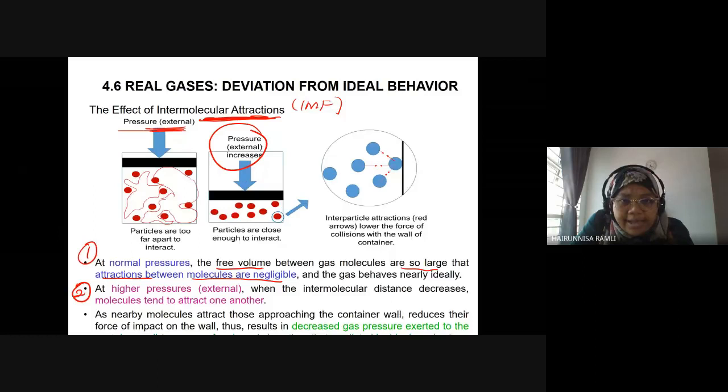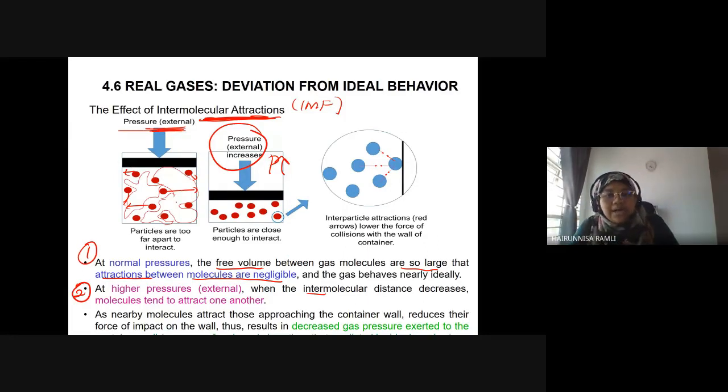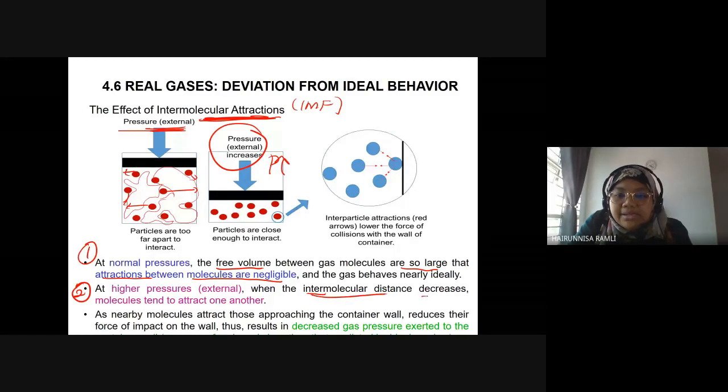Sebab apa? Bila you tekan dia, higher pressure, the particles now are close enough to interact. Asalnya kan jauh, tak sempat nak jumpa pun. Dia tak sempat nak say hi, dia dah bye-bye dulu, sebab dia nak langgar dinding je. Kan ini yang you belajar kinetic molecular theory. But if you give the external pressure, P is very high, so now they are close enough to interact. Asalnya the intermolecular distance tu tak besar kan. Now the intermolecular distance decreases. Distance sesama dia dah makin rapat. So the molecules tend to attract one another.